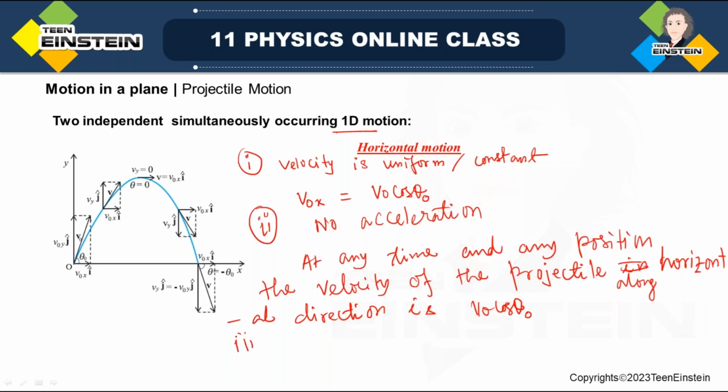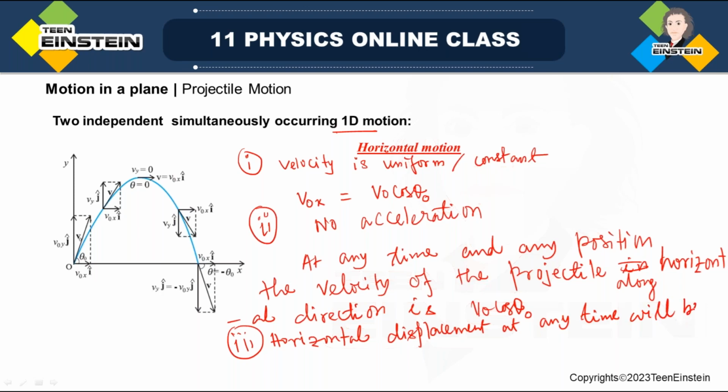So what will be the displacement then? Horizontal displacement at any time will be, suppose d is equal to V0 cos theta 0 into t, if that time is at any time t. This will be the displacement.